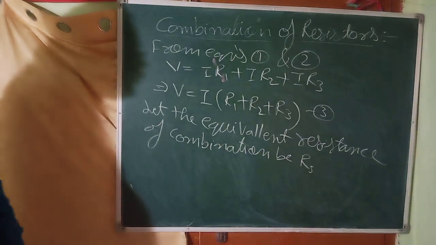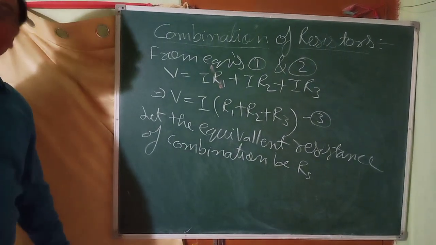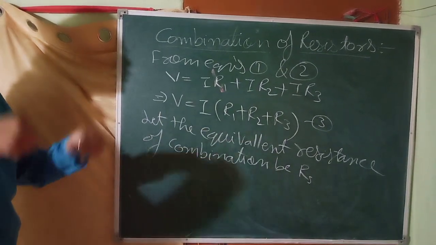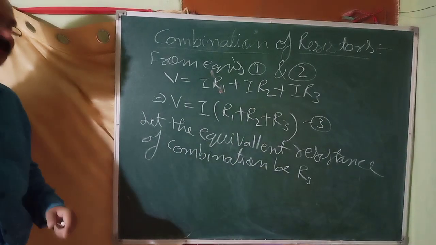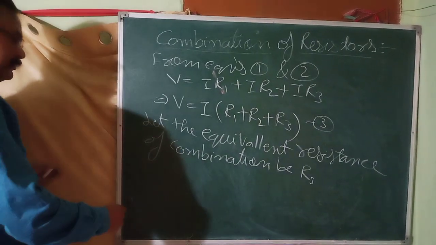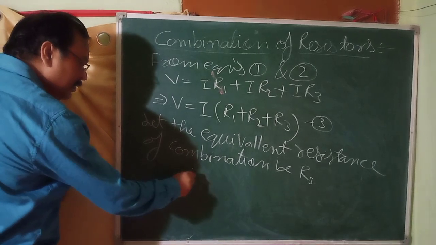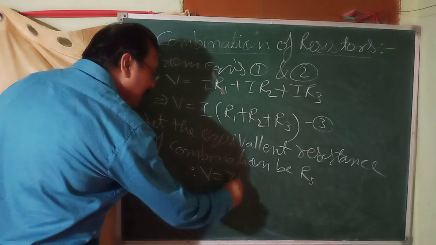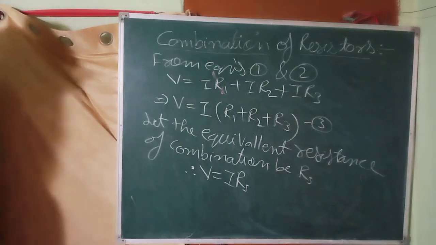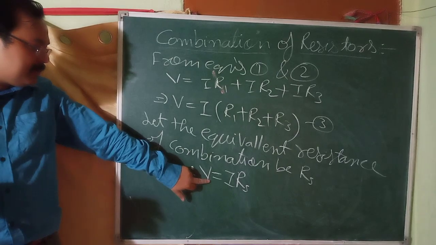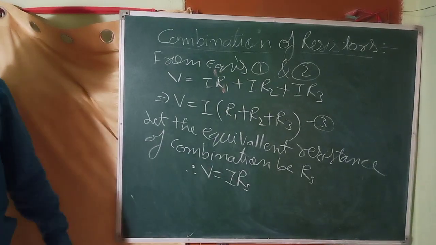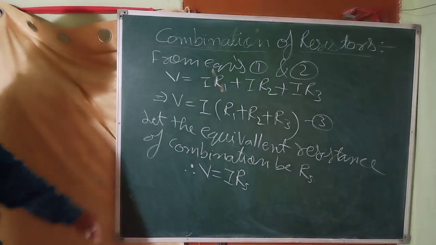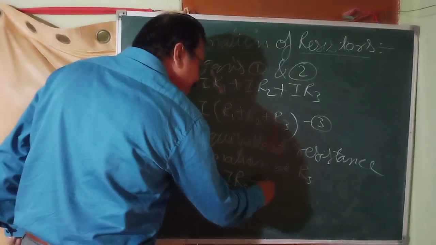Now if the total resistance is RS, what is the total potential difference applied in the circuit? It is V. What is the total current flowing in the circuit? That is I. So according to Ohm's law, we can write V is equal to I RS. V is the total potential difference, I is the total current of the circuit, and RS is the total resistance or equivalent resistance of the circuit. Once you have written this, we get equation number 4.